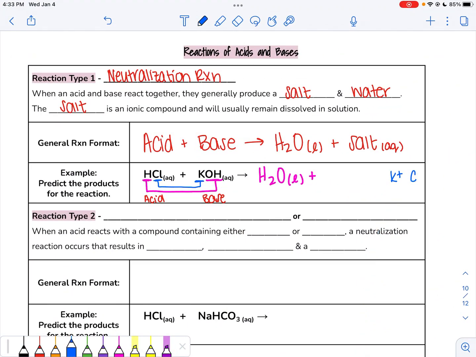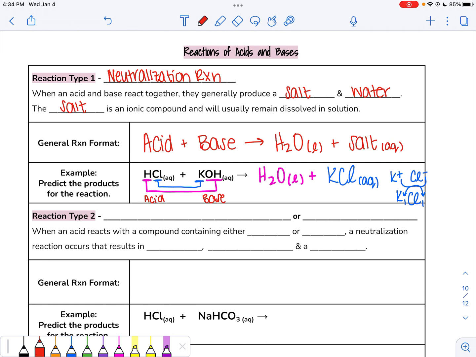It is a halogen. So when it ionizes, it's going to gain an electron to become negatively charged. So when we crisscross our charges, 1 comes down, 1 comes down, and we end up with KCl. And we said this is going to stay dissolved in our solution, so we're going to write it as aqueous. Lastly, just do a quick check to make sure everything looks balanced, and in this case it is. Good to go.